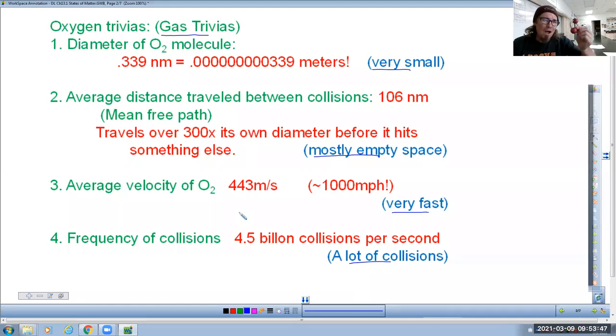So it's traveling so fast that it covers that distance in a fraction of a second. And because they're so small, there's so many of them in a given area that the number of collisions that they have with each other, I spelled billion wrong there, didn't I? 4.5 billion collisions per second.